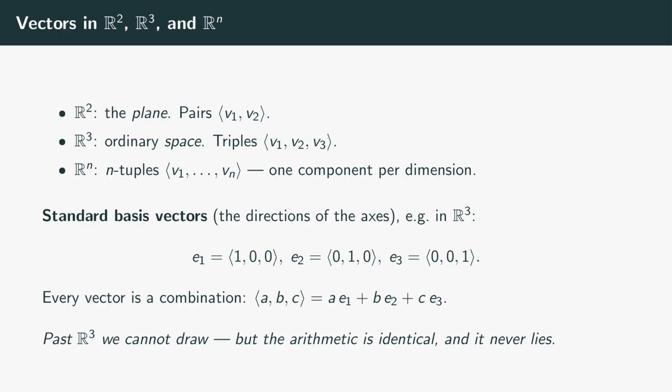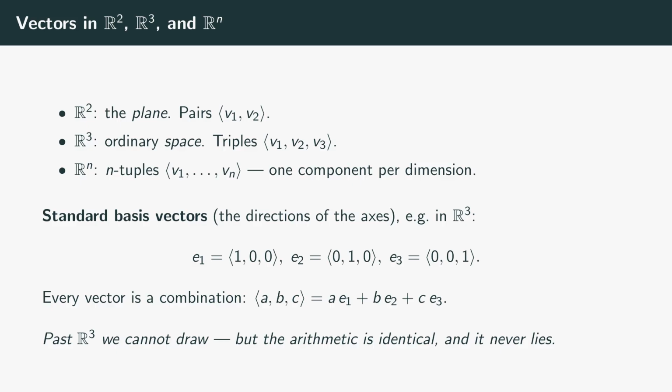A useful set of landmarks in every such space is the standard basis vectors. In R3, these are the vectors 1, 0, 0; 0, 1, 0; and 0, 0, 1, pure unit steps along the x, y, and z axes. Every other vector is built from them. The vector a, b, c is just a times the first, plus b times the second, plus c times the third.